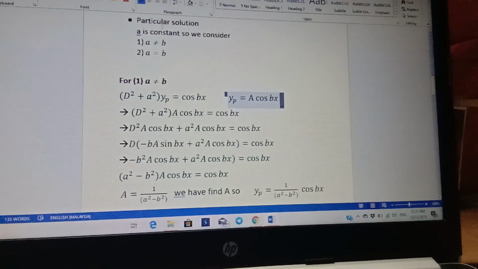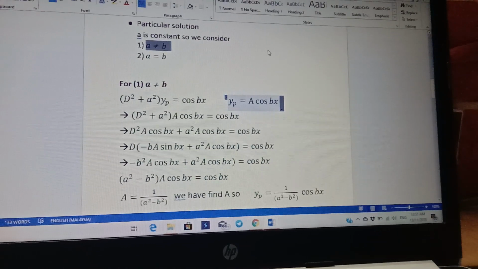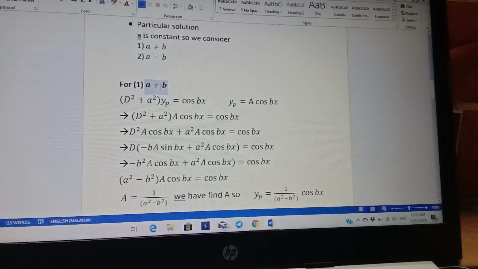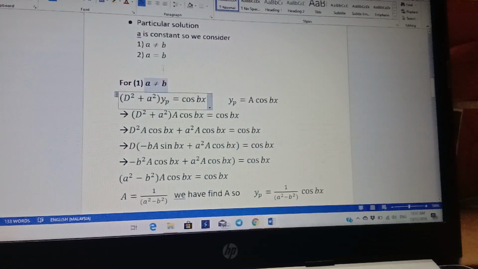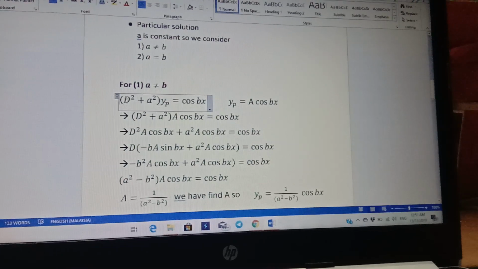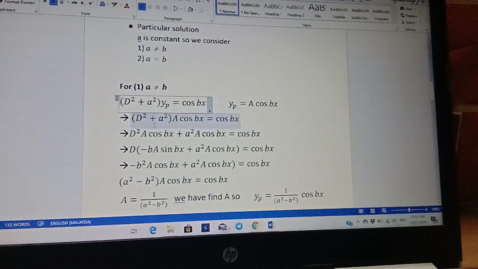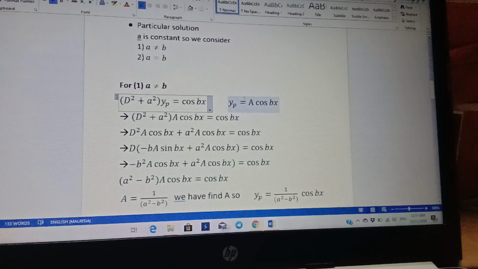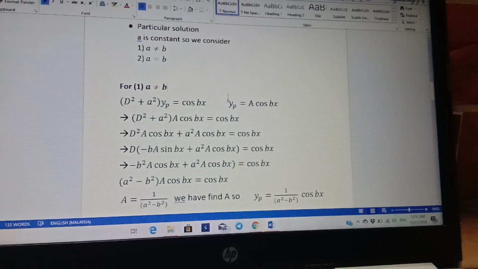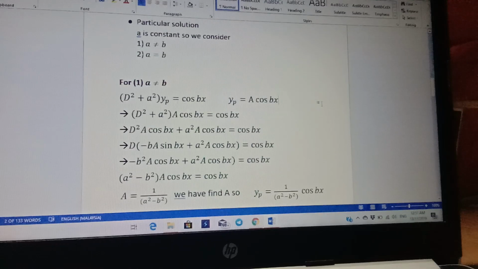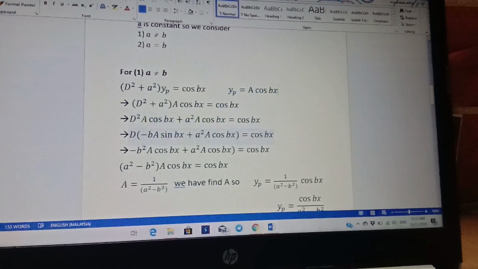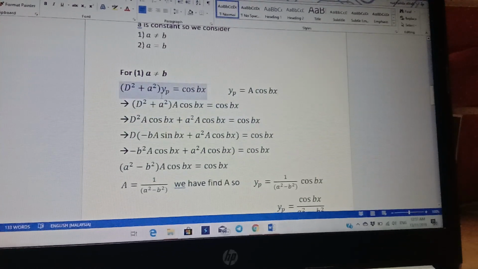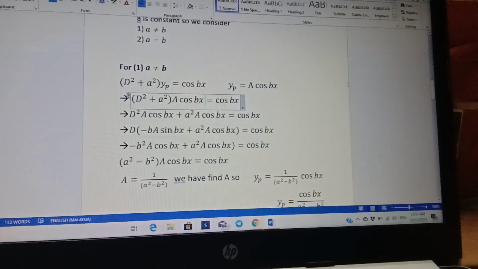For the first case, a is not equal to b. So we change the equation to (D squared plus a squared) yp equals cos bx. For yp we will get A cos bx. Then we substitute A cos bx into the equation, so we get (D squared plus a squared) yp, which we change to this, and I get the expression equal to cos bx.